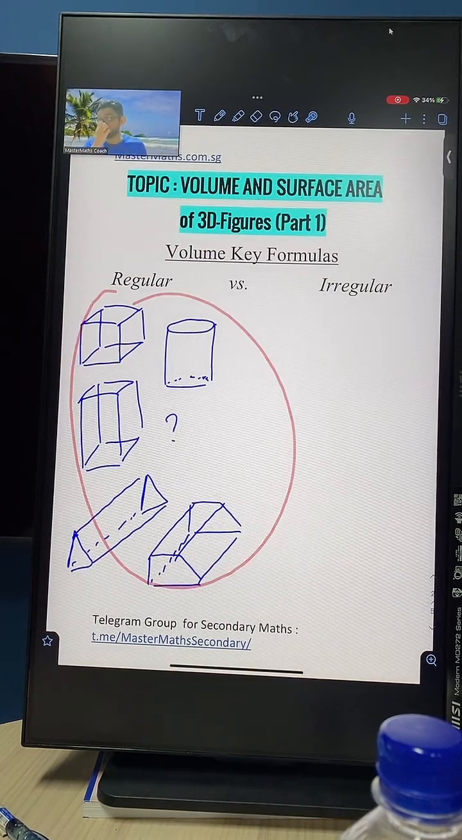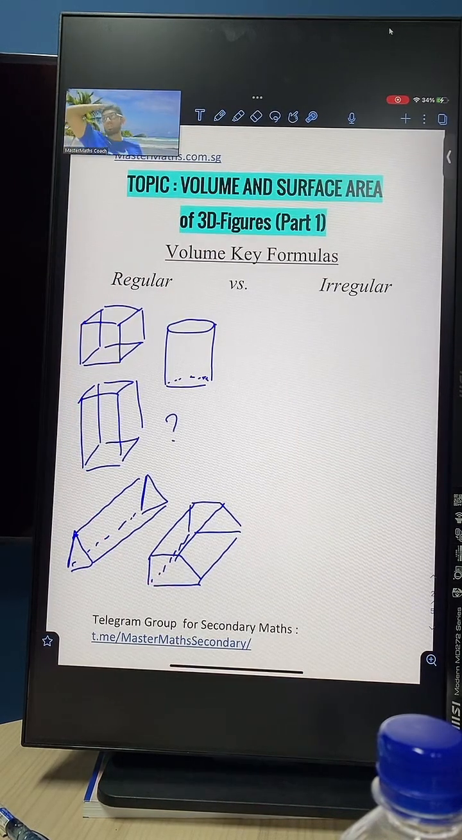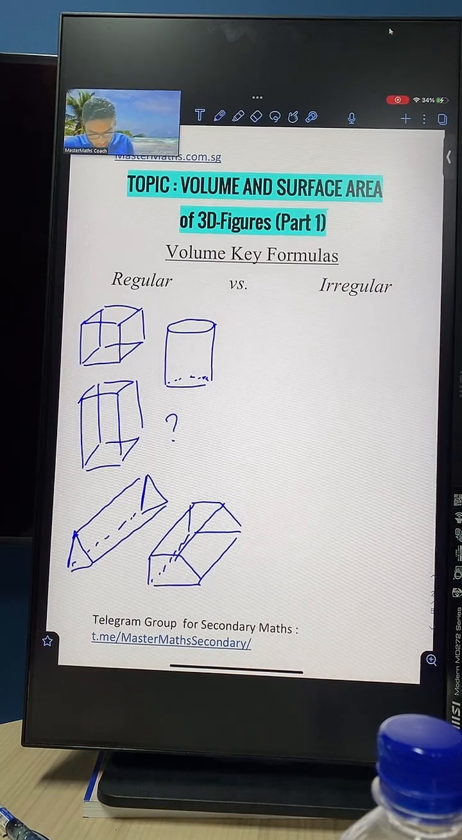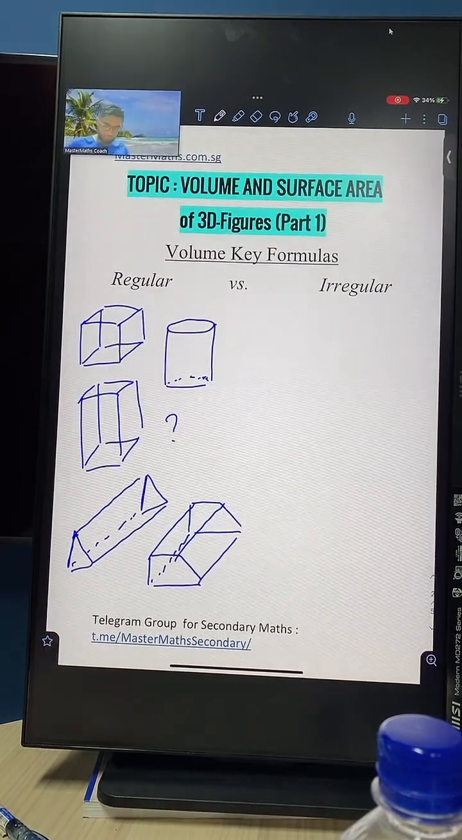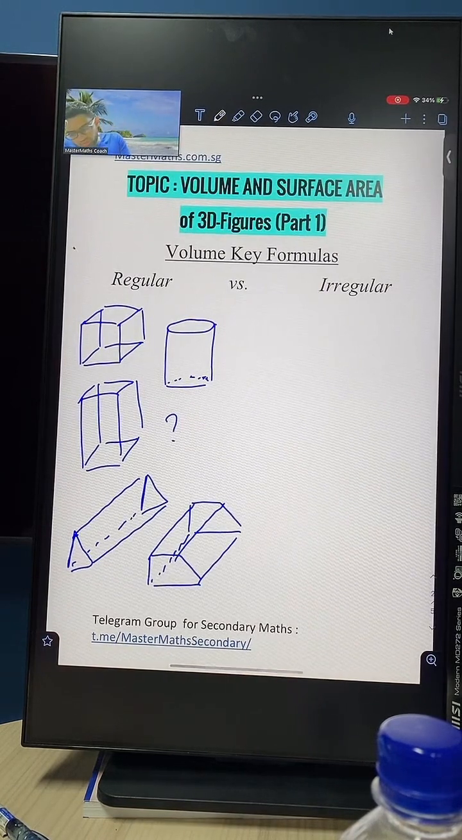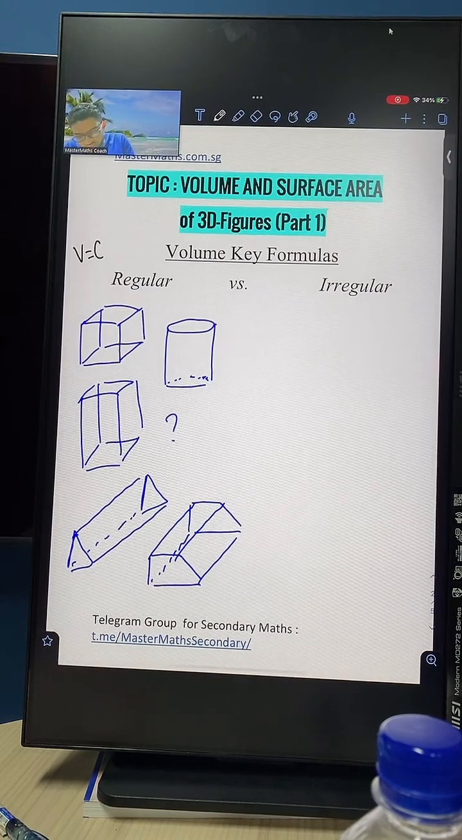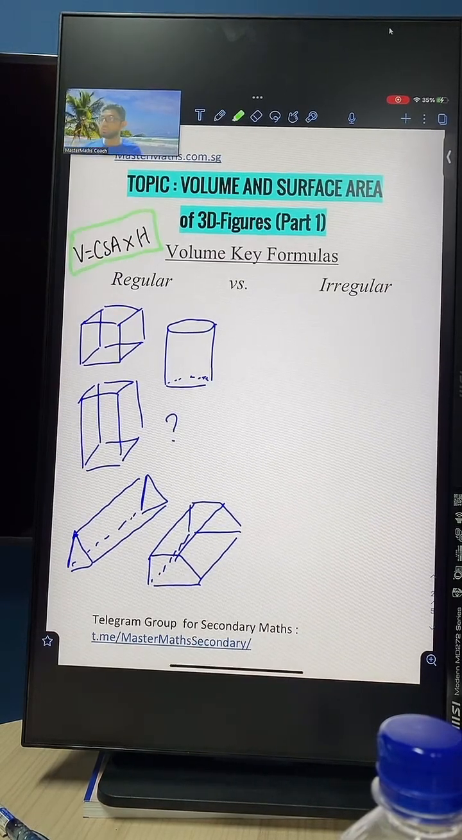Why am I emphasizing so much on this? Now, it's really because, guys, for a regular shape, listen up to this. The volume of any regular shape is always going to be the cross-sectional area times the height. Always the case. The beauty of these regular shapes.